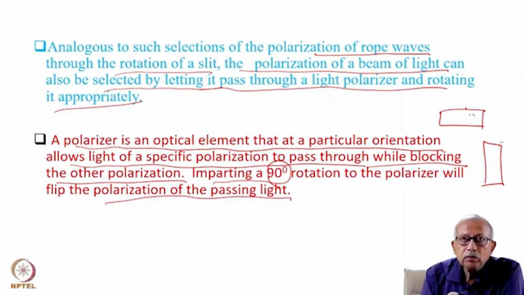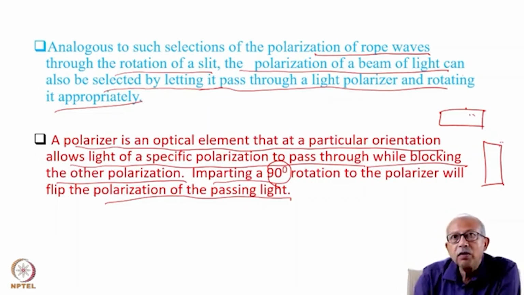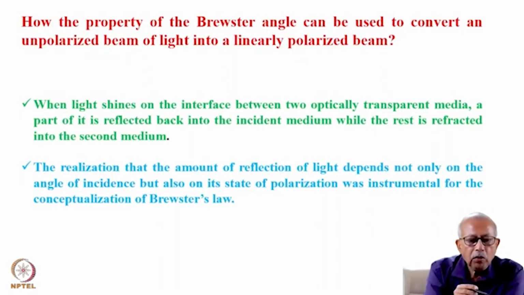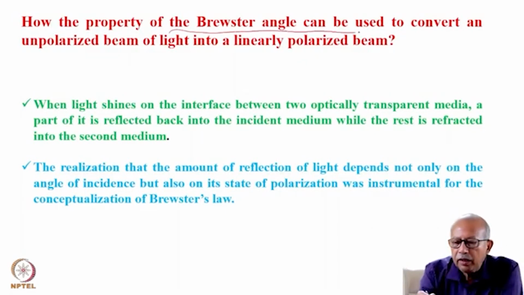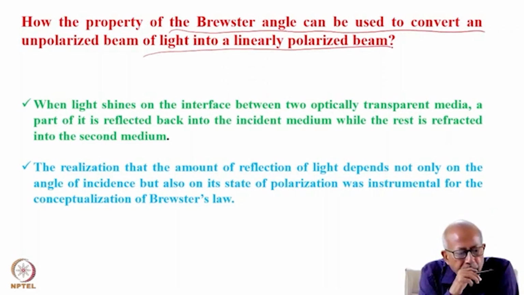So this is how a polarizer, your sunglass polarizer, works. It actually blocks the S polarization, which is the majority of the reflected light, the glare that comes from the shining surface. Let us explore how the property of the Brewster angle can be used to convert an unpolarized beam of light into a linearly polarized beam.